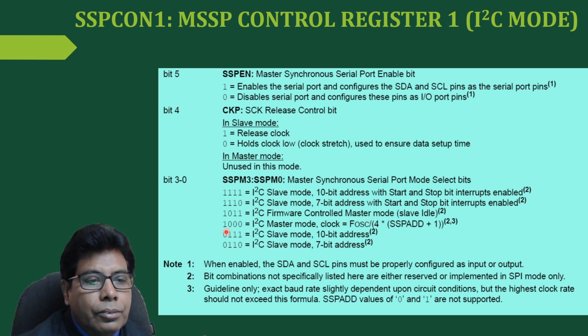Then 1000, this is the master mode, and 0111 is the slave mode 10-bit address, and 0110 is I2C slave mode 7-bit address. So these are the different mode selects, and depending on this mode, the behavior will change for each of them.